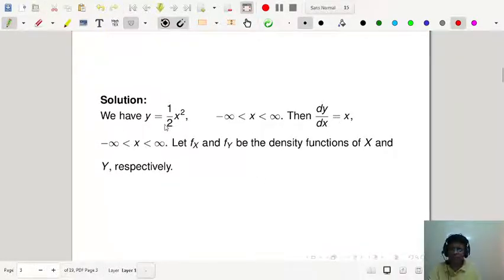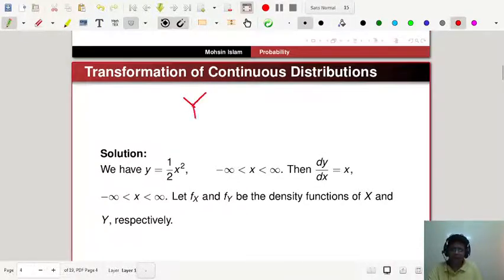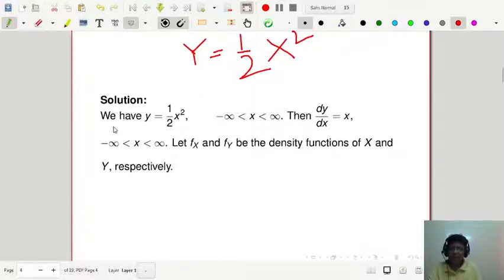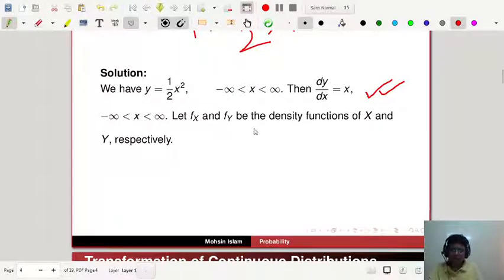In random variable we can write Y equals half of X square, and in real variable we can write small y equals half of x square, with x between minus infinity and infinity. Then dy by dx is given by x, and let f_X and f_Y be the density functions of X and Y respectively. f_X is the density function of X, f_Y is the density function of Y.